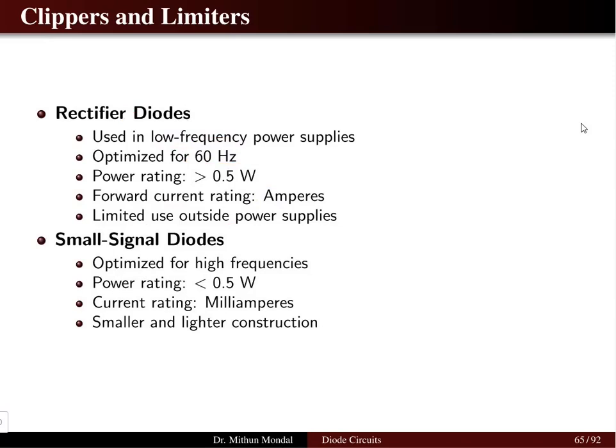When we compare small signal diodes, they are generally used for high frequencies. The power rating is less than 0.5 watt, and the current rating here is measured in milliamperes, whereas rectifier diodes are in amperes. Hence, small signal diodes are used for smaller and lighter construction.